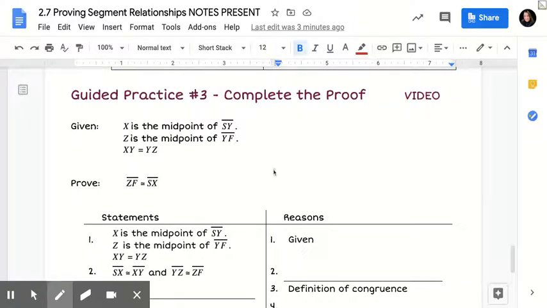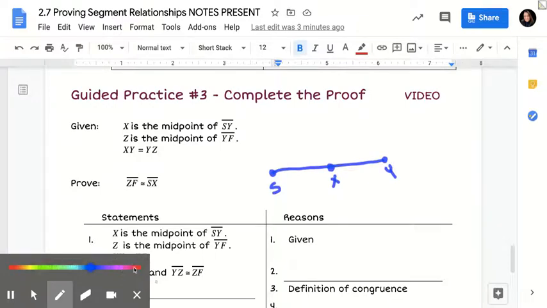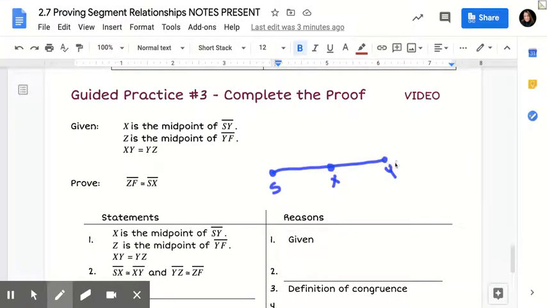So, X is the midpoint of SY means I have a line segment called SY. And they tell me that X is the midpoint, so I'm going to put X right in the middle. Then they tell me that Z is the midpoint of another segment, YF. So I'm going to make another segment. Y is already a point that we have on our picture here, so when I make this line segment, I need to extend it on here. So this one is going to be line segment YF. And then the midpoint of that one is Z.